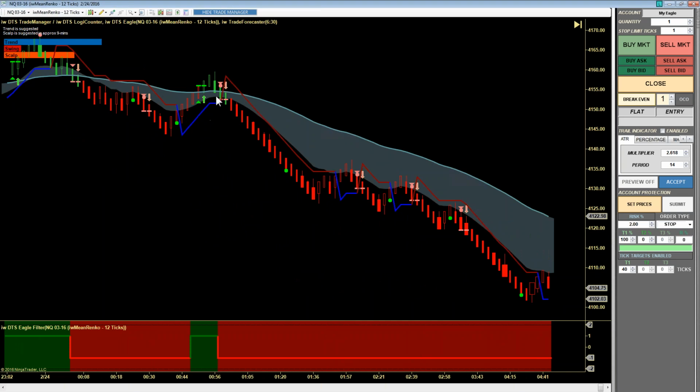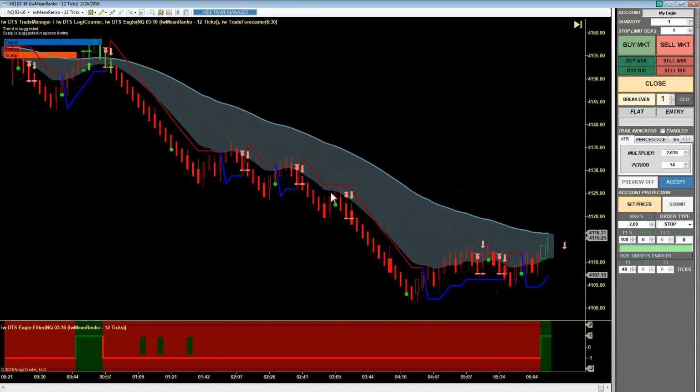Whenever the market encounters the hard edge of the trading band, this is what we call the hard edge, we anticipate a reaction. And in this case, we generated what we call a green bar sell, which is a very high probability signal with the Eagle. And you can see that had very nice follow through on it.